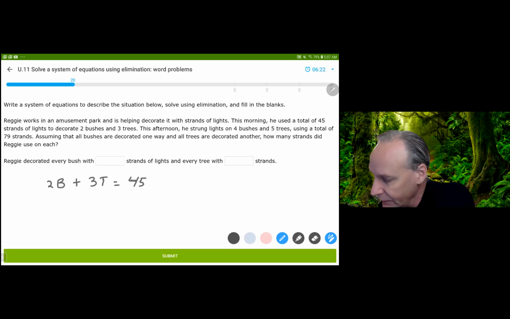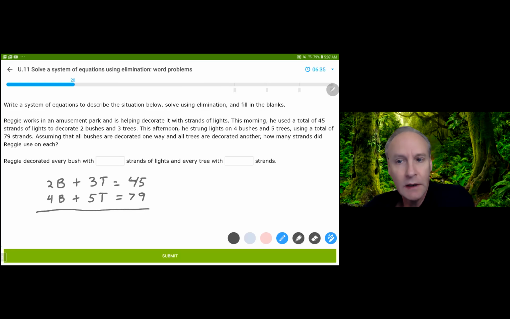And this afternoon he strung trees on 4 bushes and 5 trees and used a total of 79. So clearly we've got a nice set of standard equations here, and I'm just going to multiply the top equation by -2. I could multiply by -5 and +3, but it's much easier to get rid of the b's than anything else. So I'm just going to go ahead and follow my own advice and write it right below.